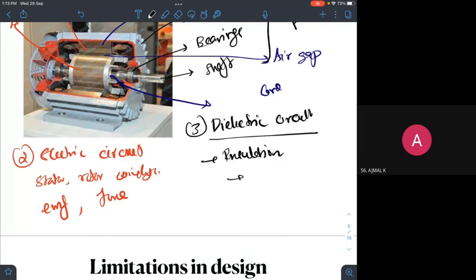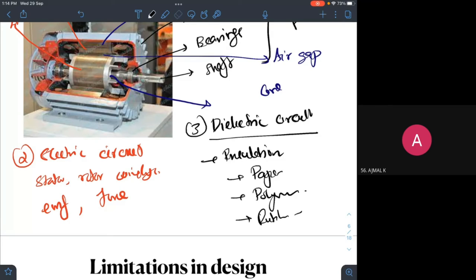There are different types of insulating material. In a transformer, you use oil impregnated paper insulator, and it can be other polymeric insulators. So all these things can come as insulator. That is another circuit, the dielectric circuit.